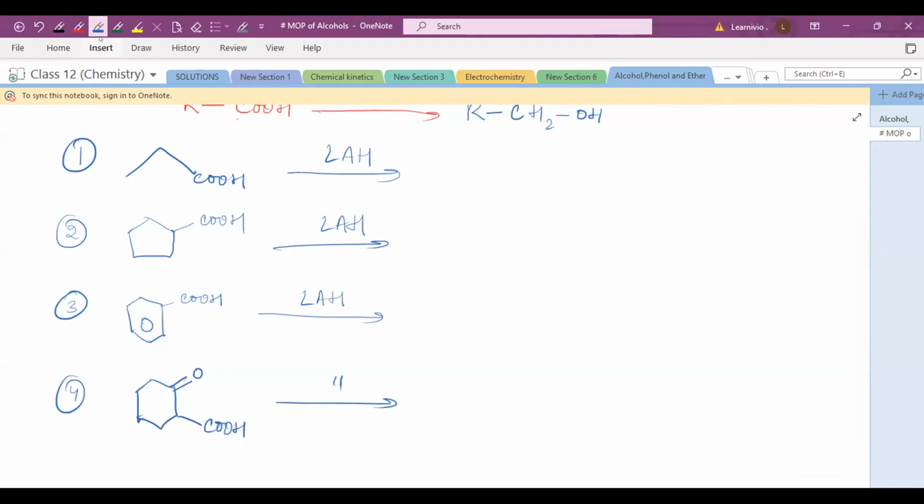And Ahil, tell me the first answer. There will be CH2OH in place of COOH. Next one, it will be the same, CH2OH in place of COOH. This benzoic acid will convert to the benzyl alcohol.